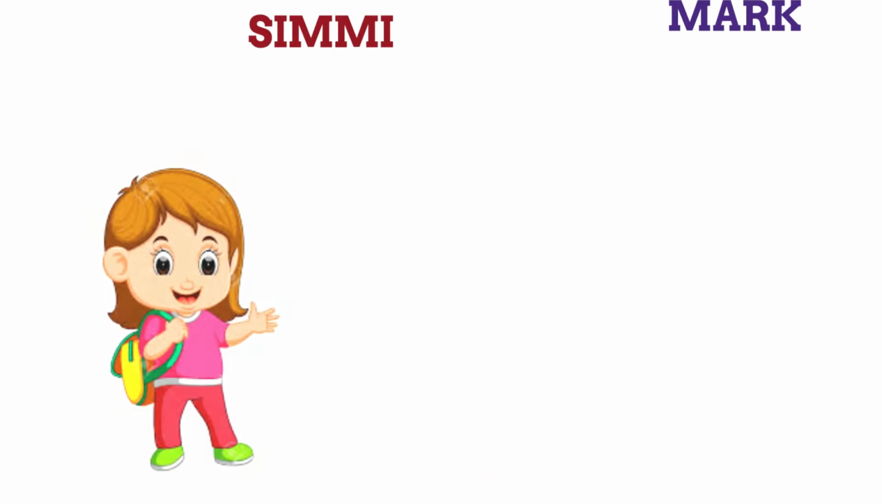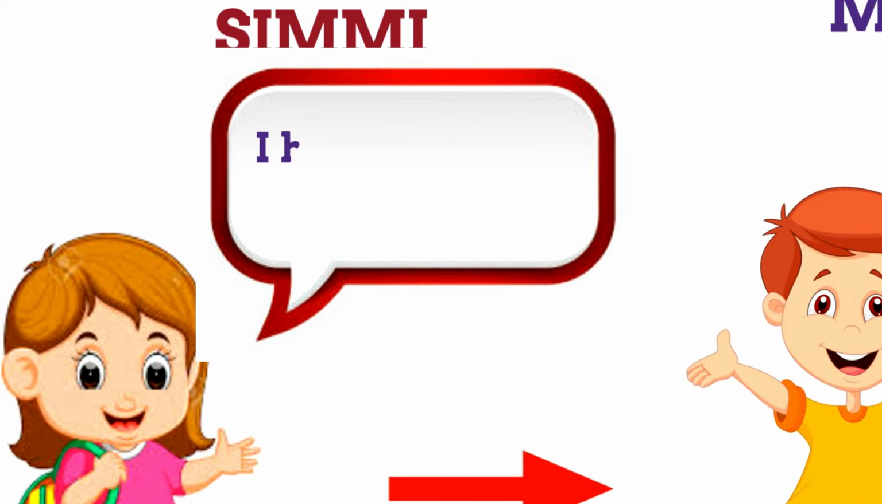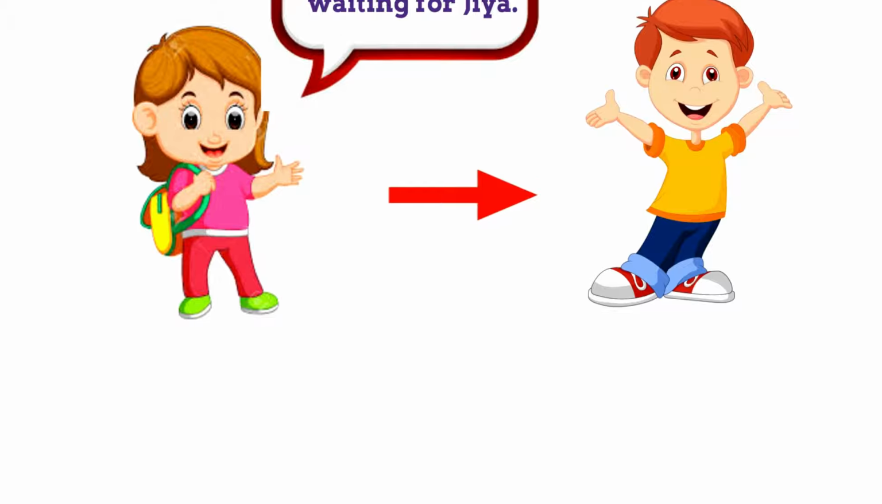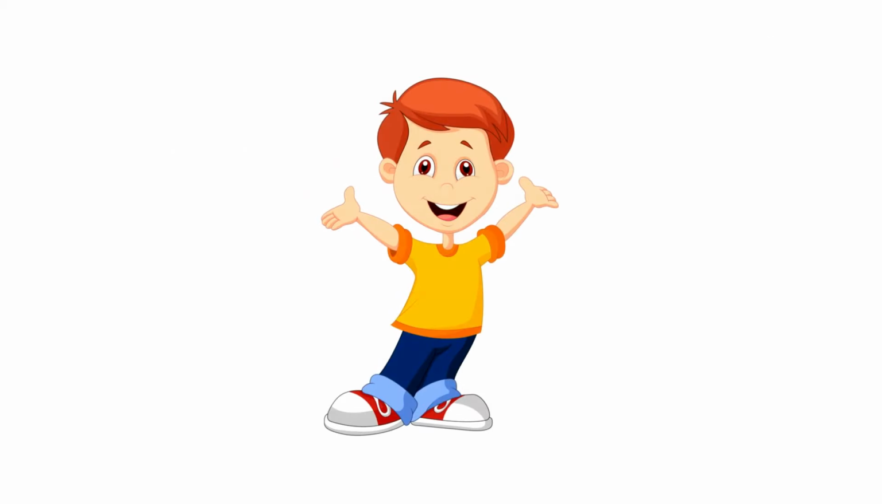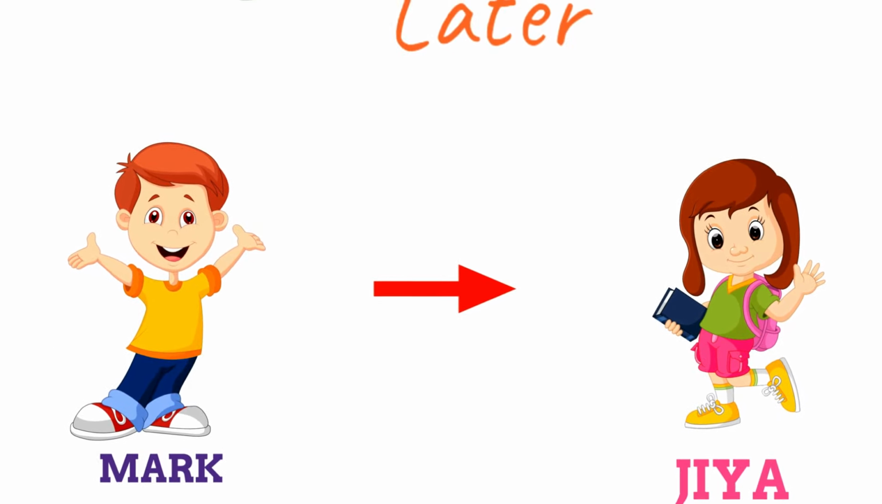Simi and Mark were in the public library. There, Simi said to Mark, I have been waiting for Gia. Later, Mark reported this to Gia. He said to Gia, Simi told me that she had been waiting for you.